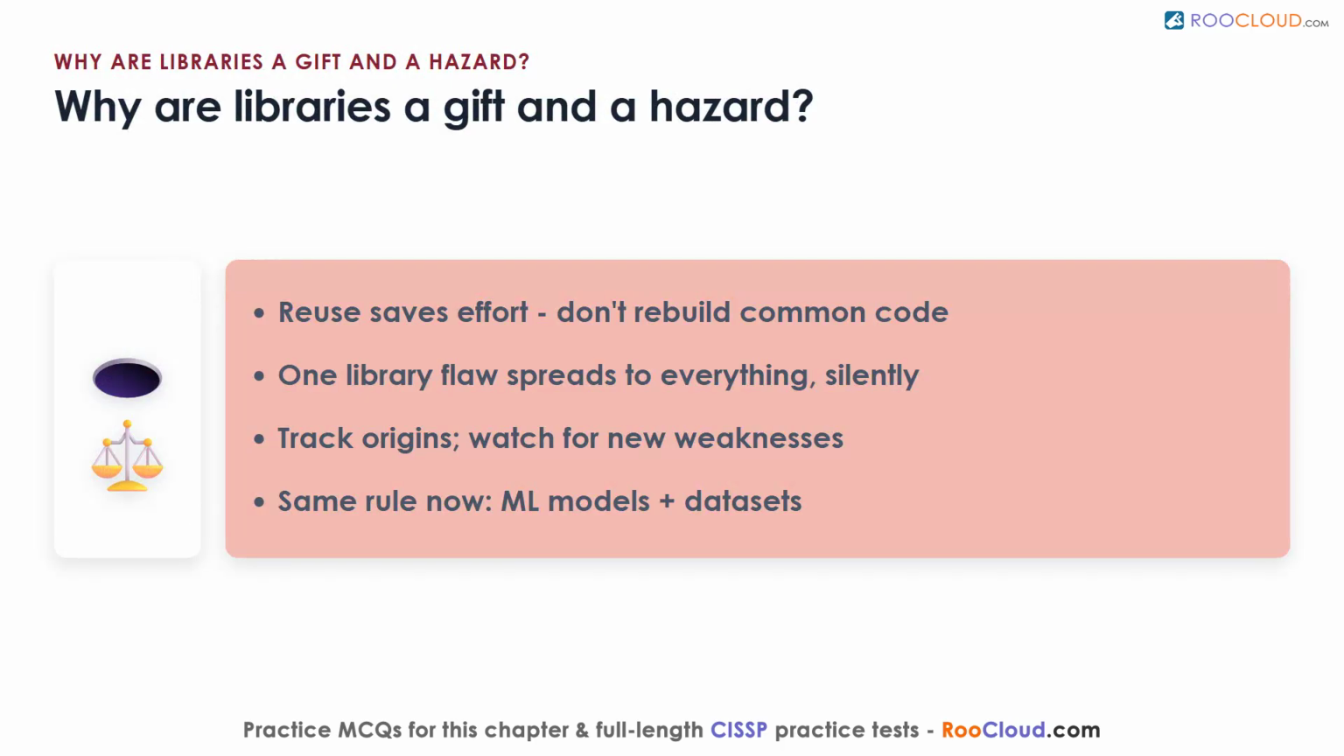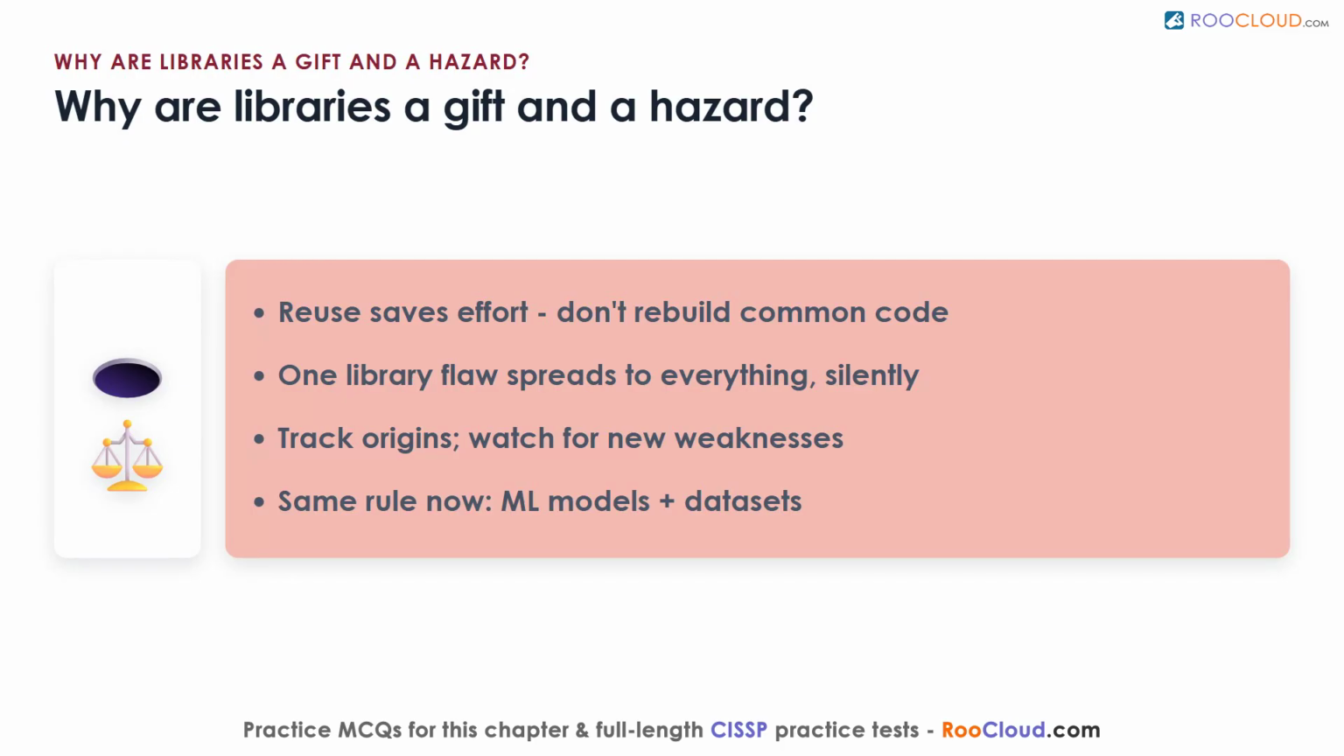Developers reuse pre-written libraries so they never rebuild common functions like sorting or text handling from scratch, which saves enormous effort. The catch is that a flaw in a popular library spreads to everything that includes it, often silently. A famous flaw in a widely used encryption library forced administrators across the globe to scramble because countless products had bundled it without users realizing. So track where your borrowed code comes from and watch for newly disclosed weaknesses in it.